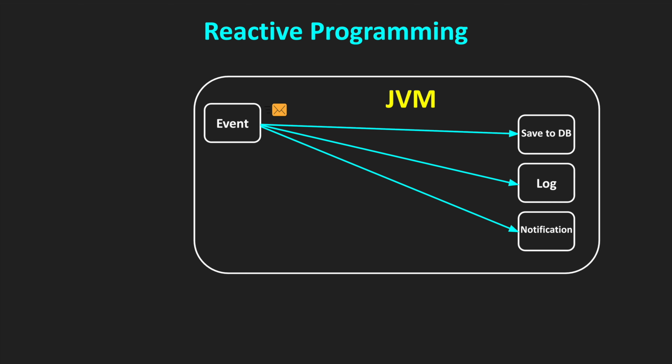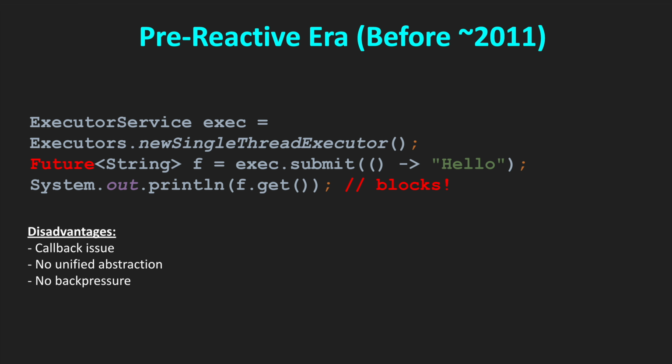So basically, it means that we are reacting to the event. Whenever we receive an event, we are processing that event asynchronously, also considering back pressure. It's an important concept that I've mentioned earlier. Now that we know what reactive programming is, let's take a look at how reactive programming has evolved in Java. So let's start first with the pre-reactive era, right?